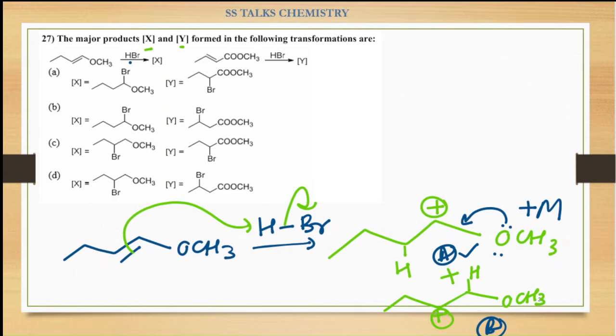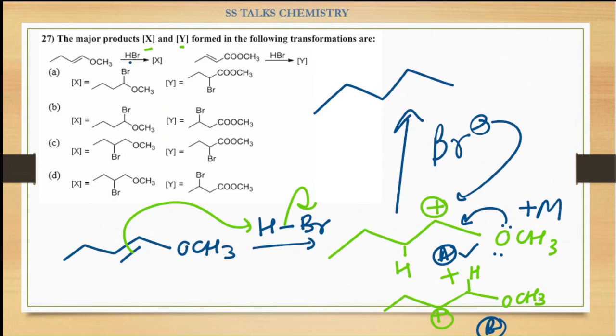Okay, so in the next step, the Br negative that was left will act as a nucleophile and attack this particular carbocation. So I am going to get the Br substituted at this particular site, which is next to this OCH3 group, and here this hydrogen has been attached. So this is going to be the product for X that you are going to observe.